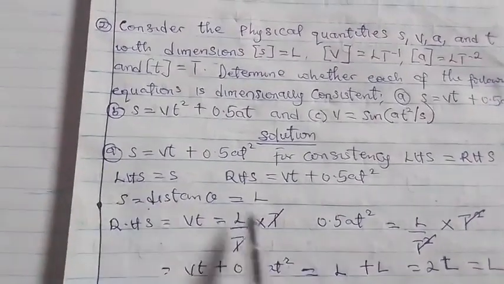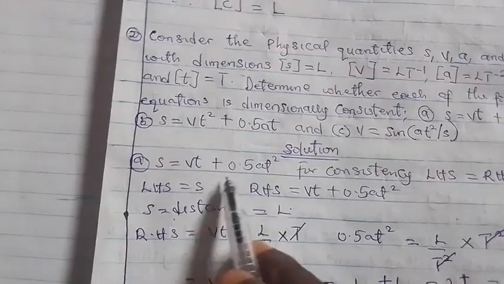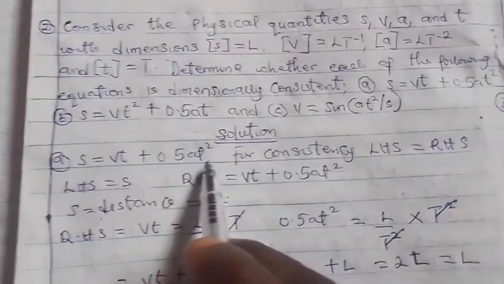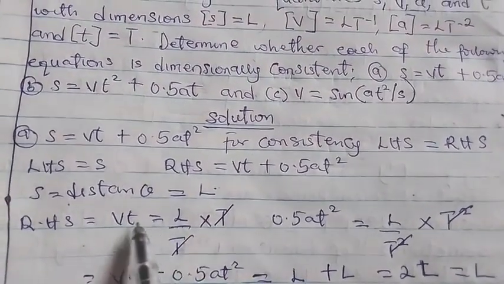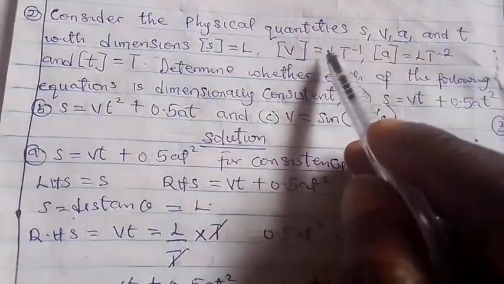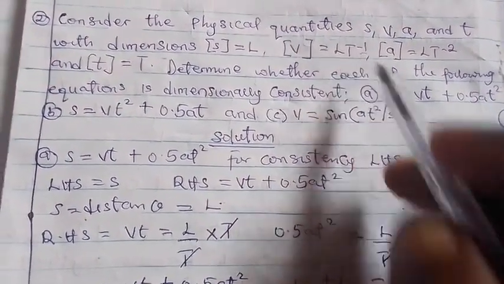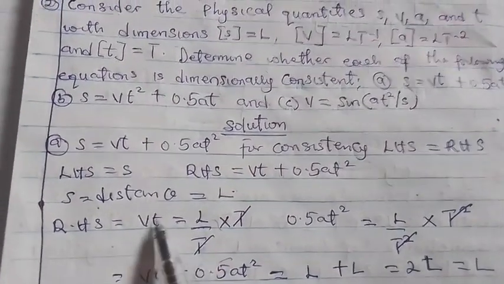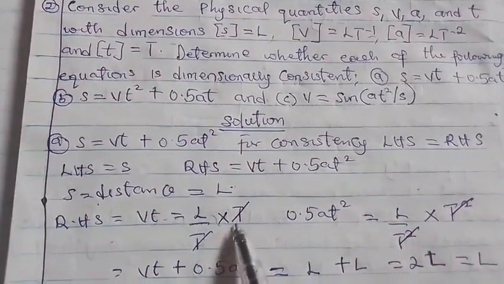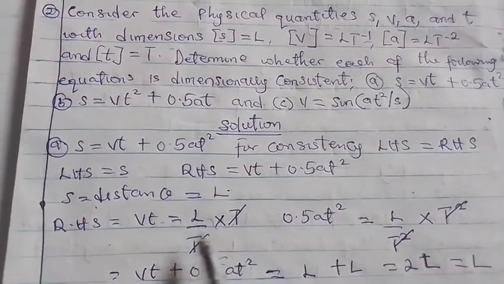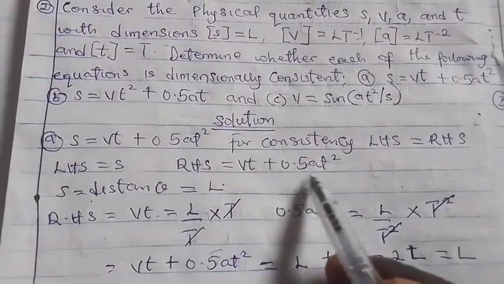The dimension of S is L, and the right-hand side is Vt plus 0.58t square. So what's the dimension of Vt? Already we have been given V as LT raised to the power minus 1. LT raised to the power minus 1 is the same thing as L over T, times T. The dimension of T here has been given as T, so they cancel out. You are left with Vt becoming L. Likewise, the second part, 0.58t square.